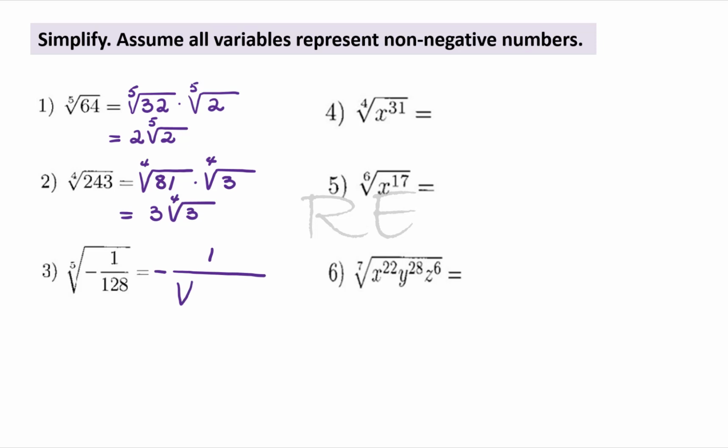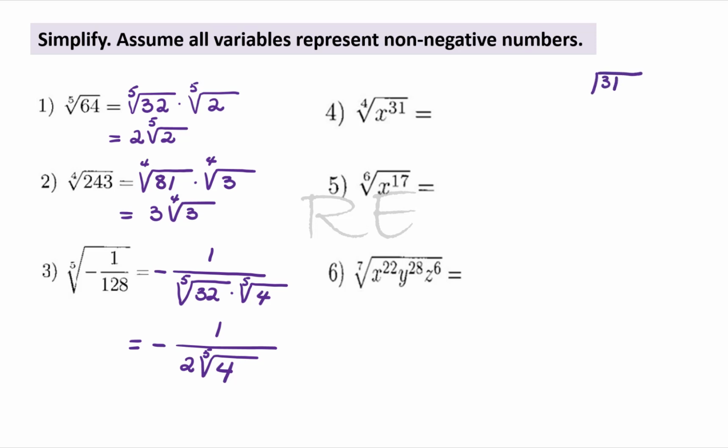Fifth root of negative 1 over 128 is equal to negative 1, fifth root of 1 is 1, divided by fifth root of 32 times fifth root of 4. 4 times 32 is 128. The answer is negative 1 over 2, since fifth root of 32 is 2, times fifth root of 4.